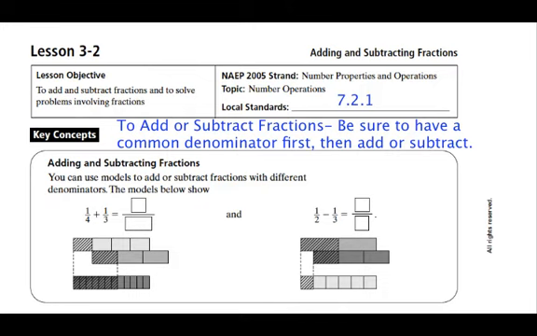We won't be using any models to help us with any of this. We're just going to use our mathematical skills. To add 1/4 and 1/3, we must first find a common denominator of 4 and 3.